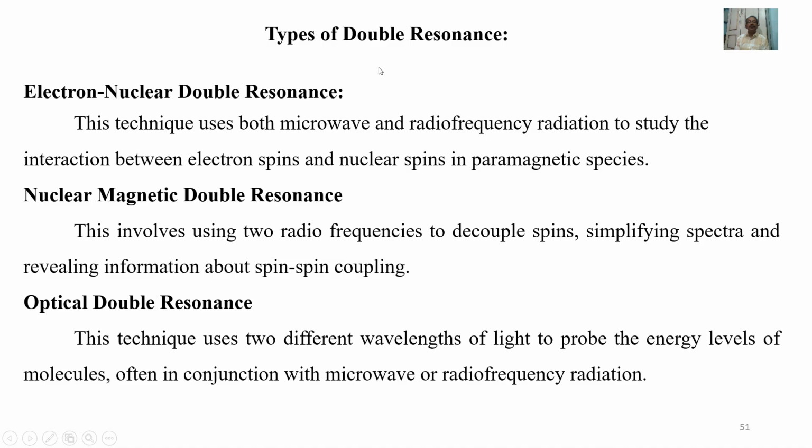Types of double resonance. Electron nuclear double resonance: this technique uses both microwave and radio frequency radiation to study the interaction between electron spins and nuclear spins in a paramagnetic species. Nuclear magnetic double resonance: this involves using two radio frequencies to decouple spins, simplifying spectra and revealing information about spin-spin coupling. Optical double resonance: this technique uses two different wavelengths of light to probe the energy levels of molecules, often in conjunction with microwave or radio frequency radiation.